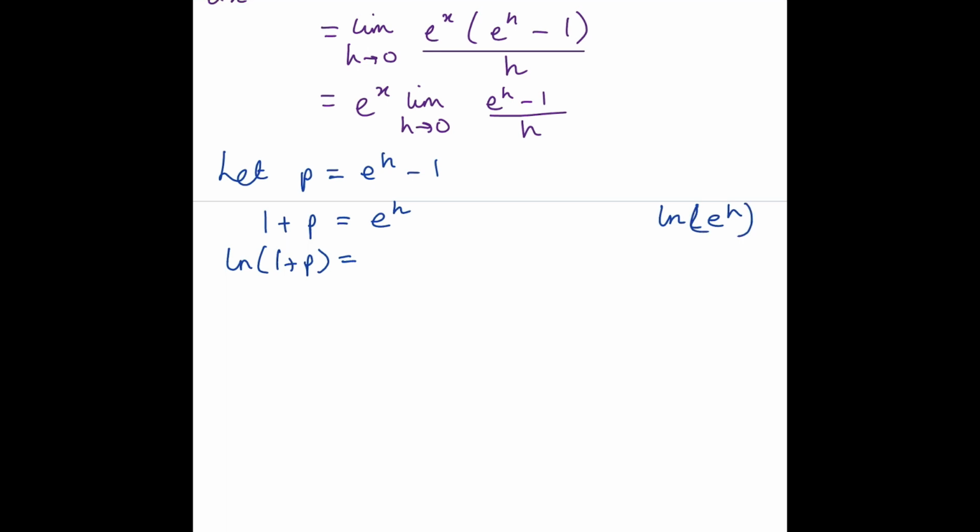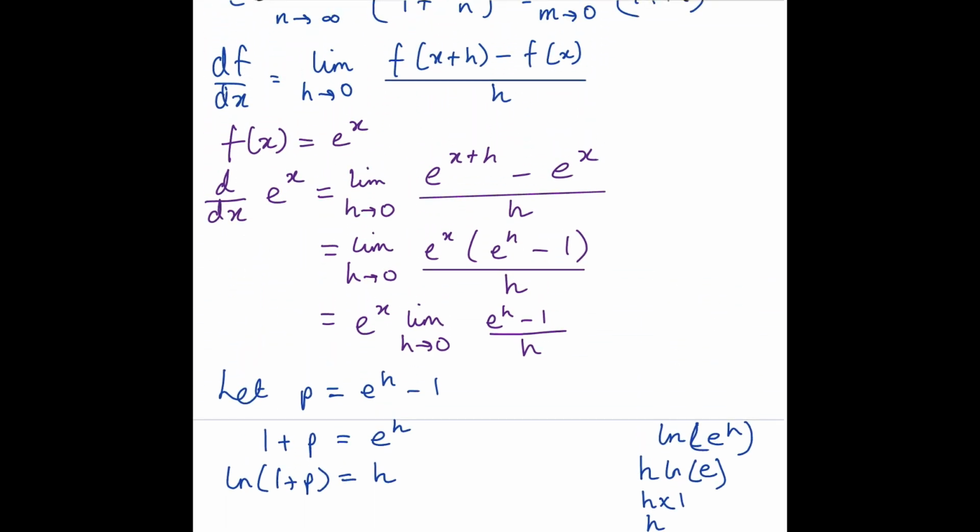bring the h down, so you're going to get h times ln of e, and we know that ln x and e to the x are inverses of each other, so we're going to get h times 1 here, so it's just h. So, now that we have h, and we have p, I'm going to substitute this back in now to what we had originally before.